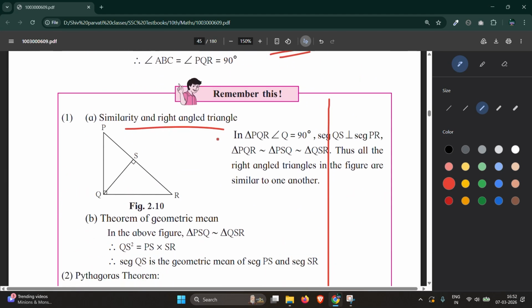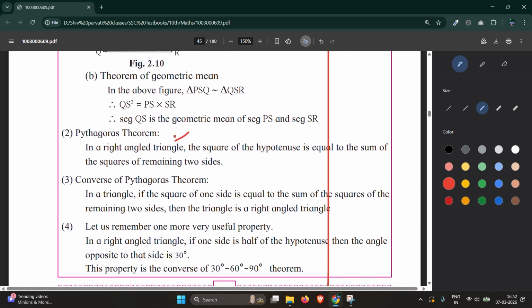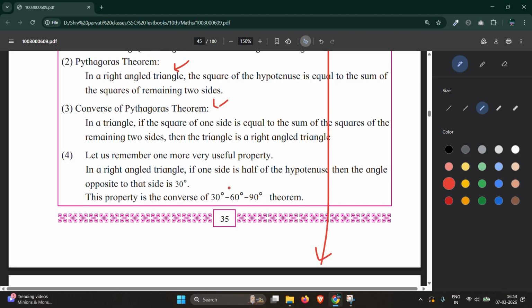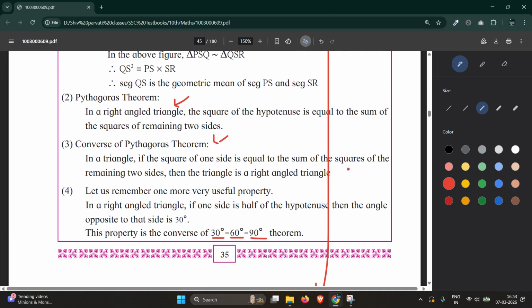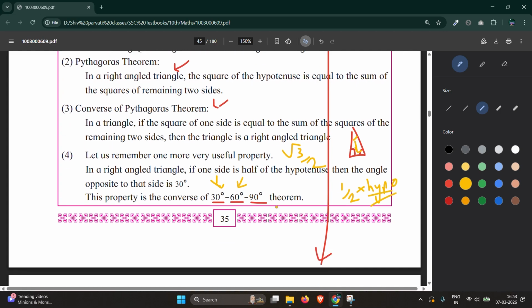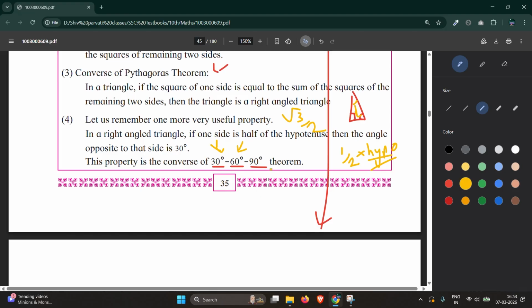So this is just the similarity of the right angle triangle. Then this is what the Pythagoras theorem is, and this is what the converse of the Pythagoras theorem is. And we also just learned the 30-60-90 degree properties as well: if there is a right angle triangle and there is a 30-degree angle over here and a 60-degree angle over here, then the side opposite to the 60-degree one will be root 3 by 2 times the hypotenuse, and the side opposite to the 30-degree one will be half times the hypotenuse. You can derive this from trigonometry, but if you remember this, you will be able to solve questions faster in the exam.